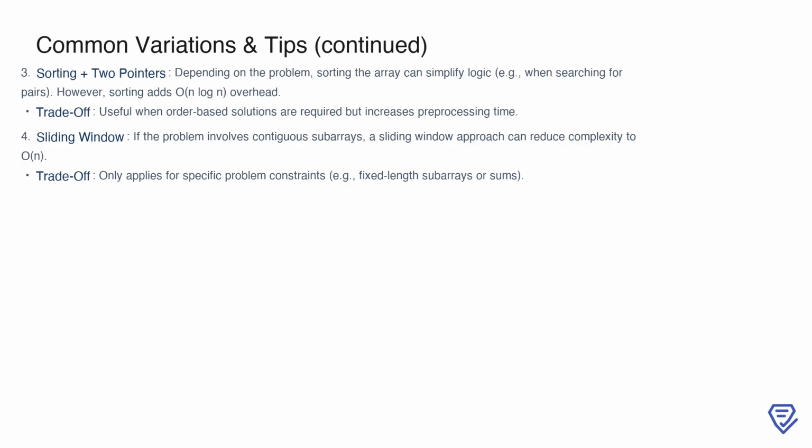Another highly effective strategy is the sliding window technique. This is particularly powerful in problems involving contiguous subarrays, as it can reduce the complexity to O(n). However, its applicability depends on the constraints of the problem, such as fixed-length subarrays or specific sum conditions.